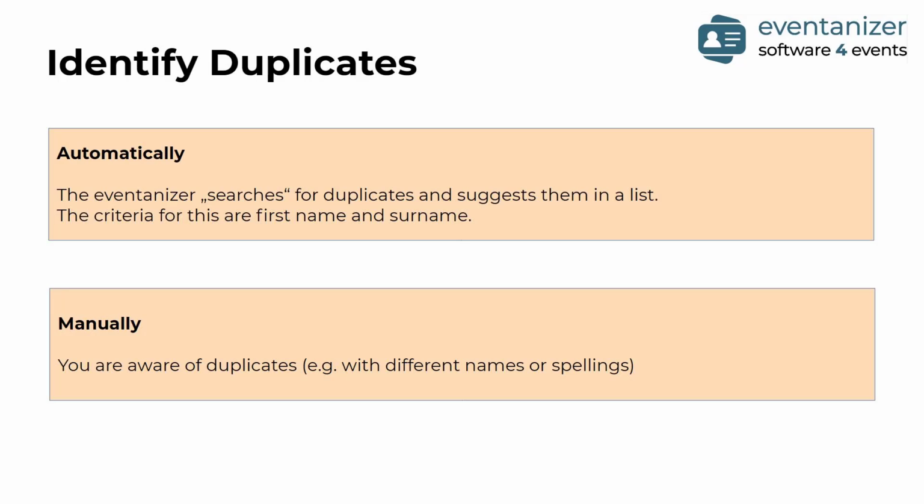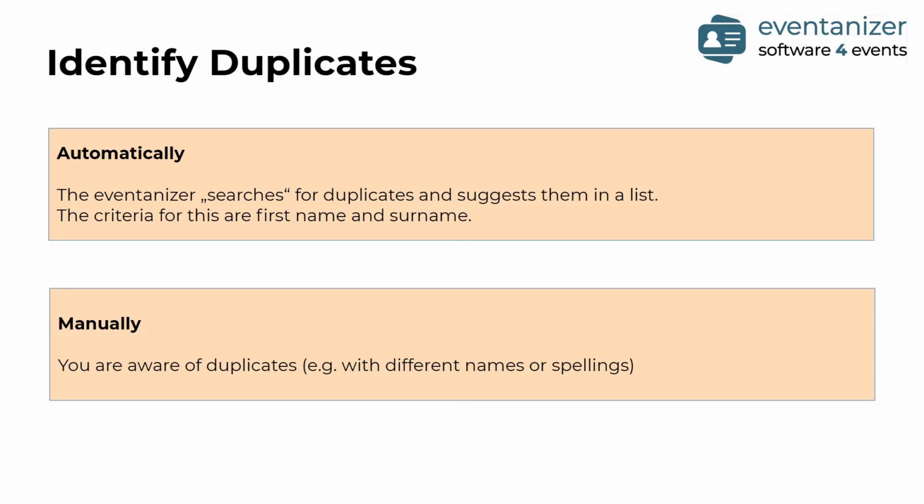There are 2 ways to do this. Firstly, Eventanizer regularly searches for possible duplicate records in the background and marks them for duplicate handling. The main criteria for this search are first names and surnames in your contact list. Eventanizer uses this information to compile a kind of to-do list for your duplicate handling.